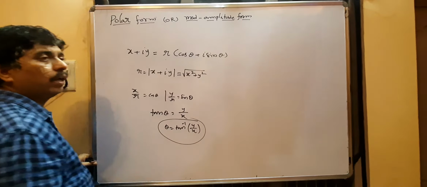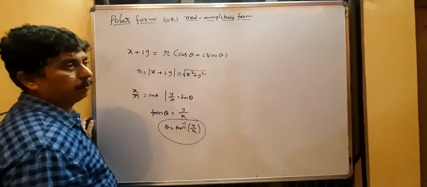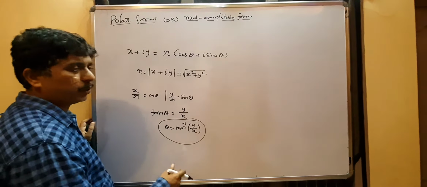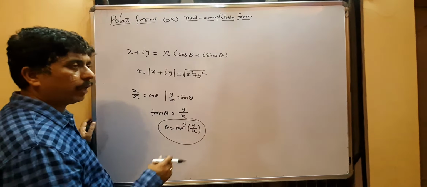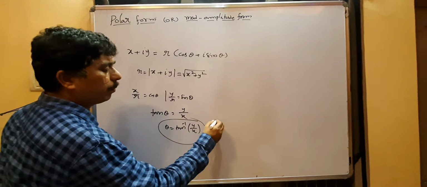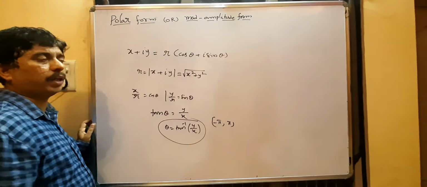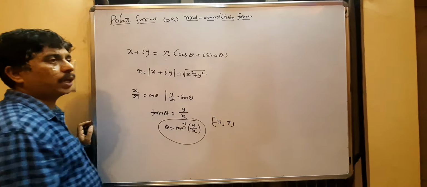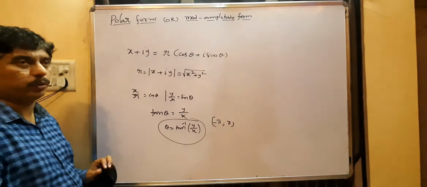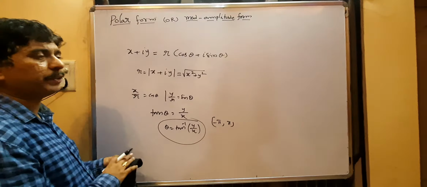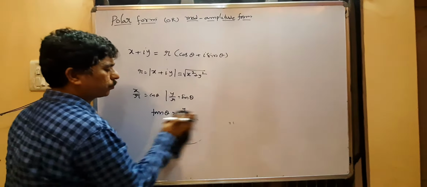This is called the amplitude of the complex number. If that amplitude, or argument, lies between minus pi and pi, then this amplitude is called the principal amplitude. Now I will tell you the way to find the principal amplitude.